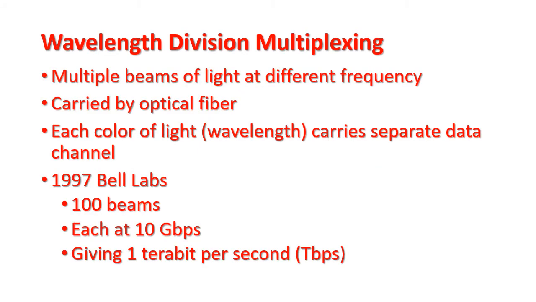WDM multiplexes multiple beams of light that must be at different frequencies. These are carried by optical fibers, which act as the transmission medium for light. Each color of light corresponds to a wavelength and carries a separate data channel or separate message signal. It was first developed in 1997 in Bell Labs, in which there are 100 beams, each at 10 gigabits per second, giving 1 terabit per second of speed. So this is much faster than our wired transfer of message.